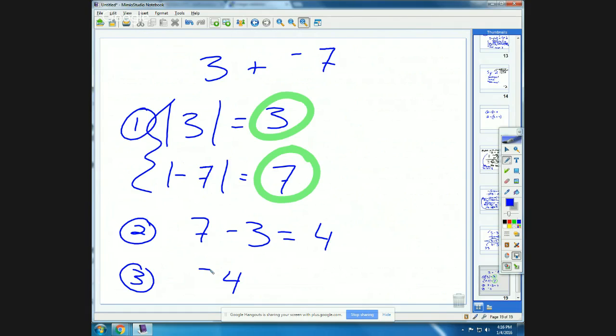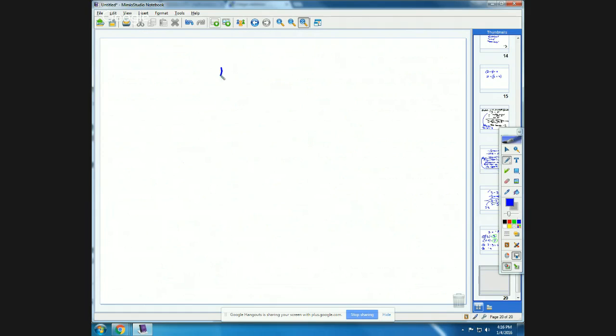Is that really the algorithm? Is that what we do usually for this problem? Okay, so Christian says technically, some people say no. So let's just do it again for a different one. Let's take 5 plus negative 8. Okay, so here's what goes on in my head when I see that.